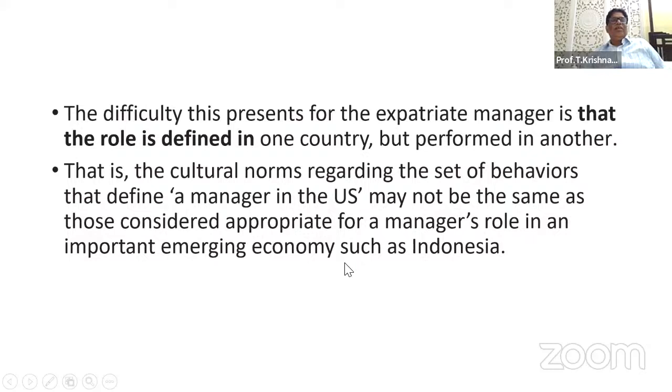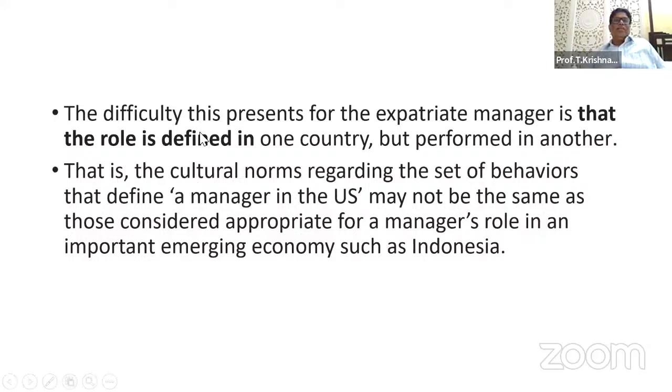The difficulty this presents for an expatriate manager is that the role is defined in one country. Just now I have shown you the roles are conceived in one place, communicated in one place, performed at another place. Under these circumstances, when you think about evaluating the performance, several issues crop up.